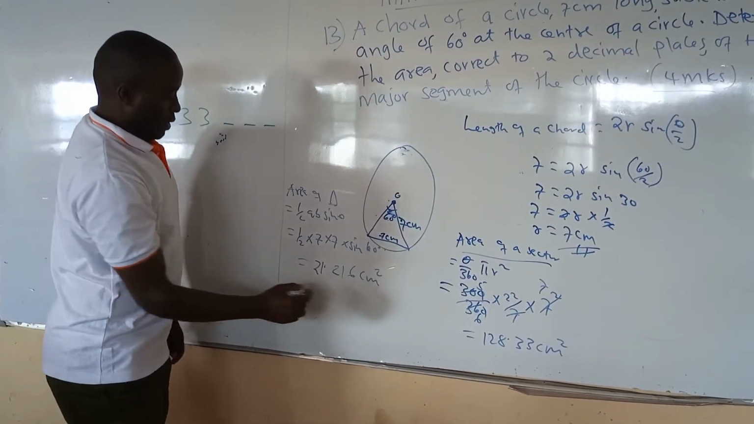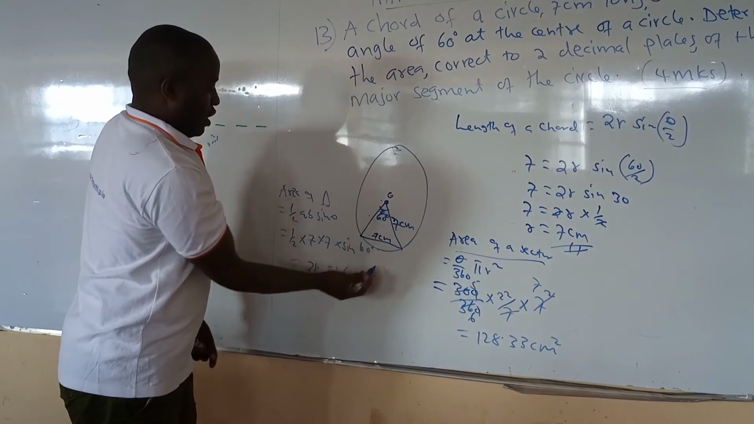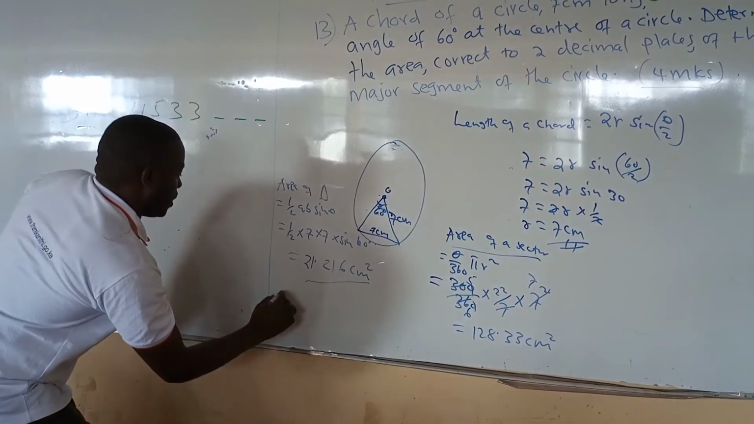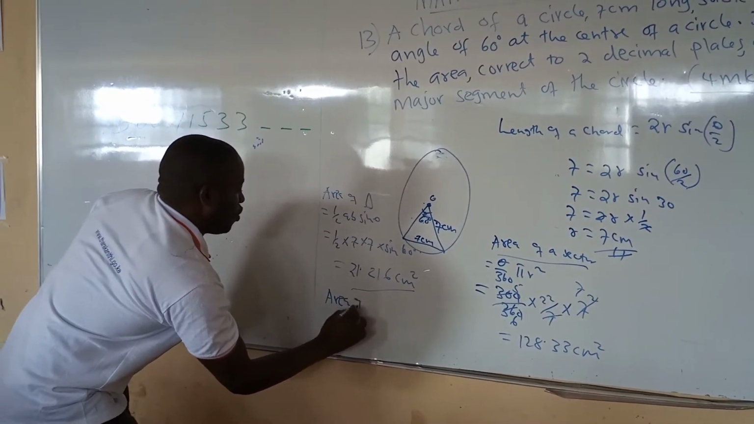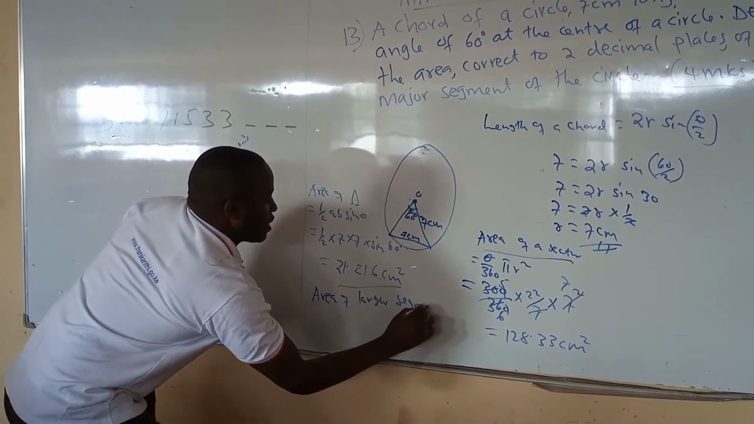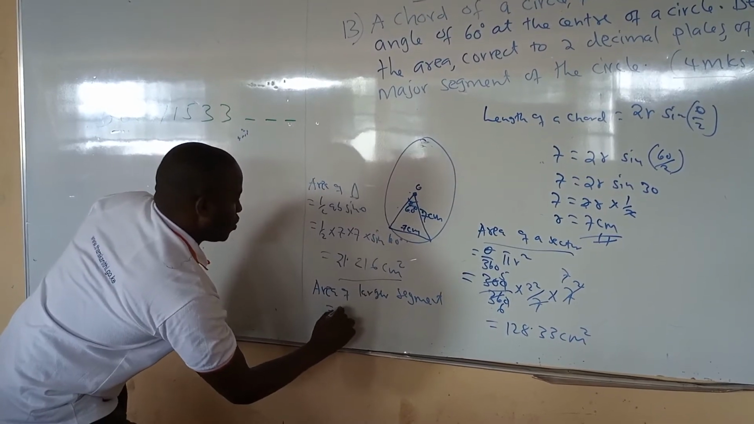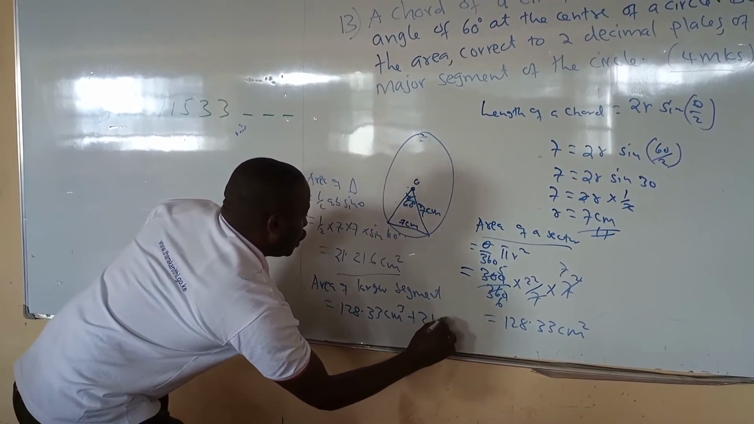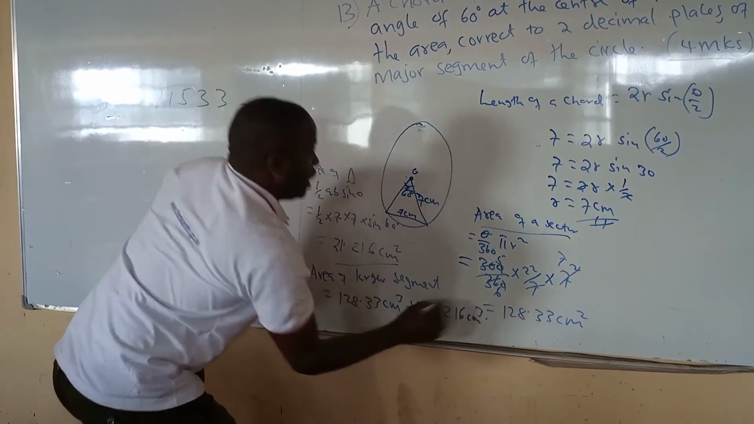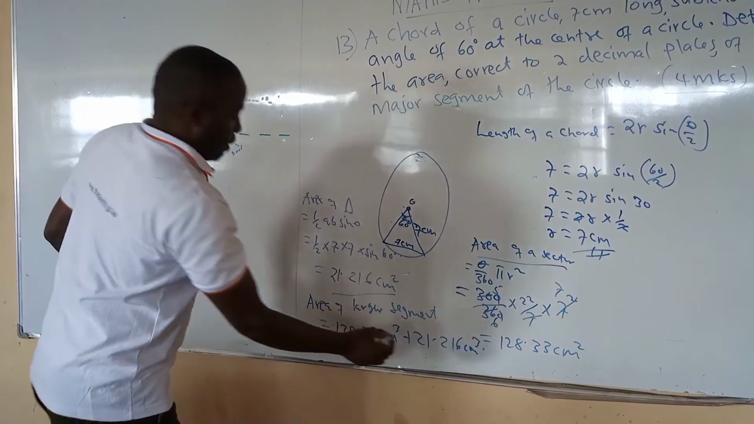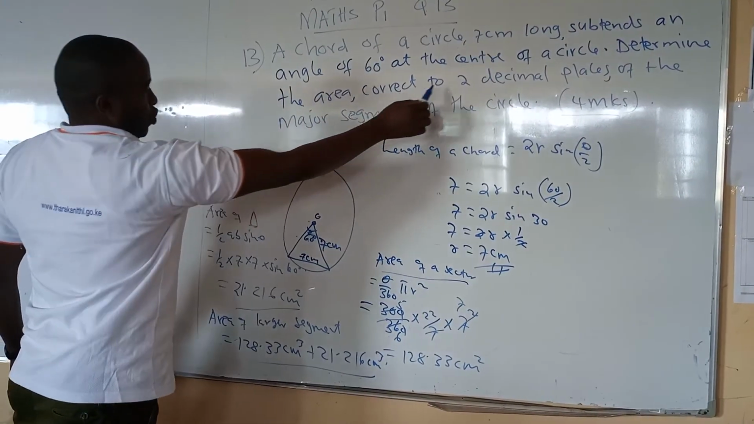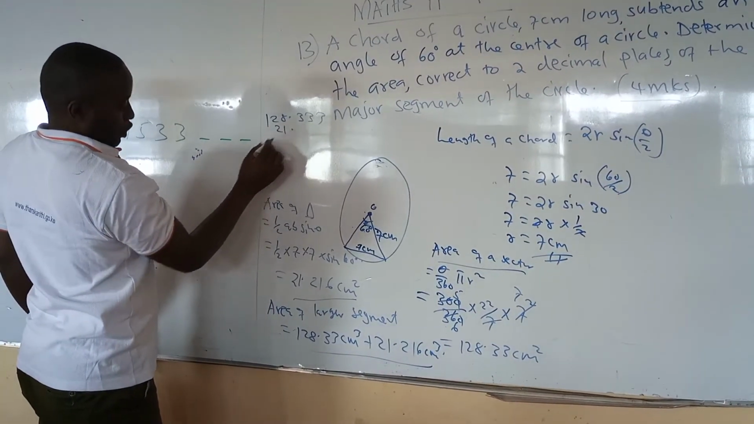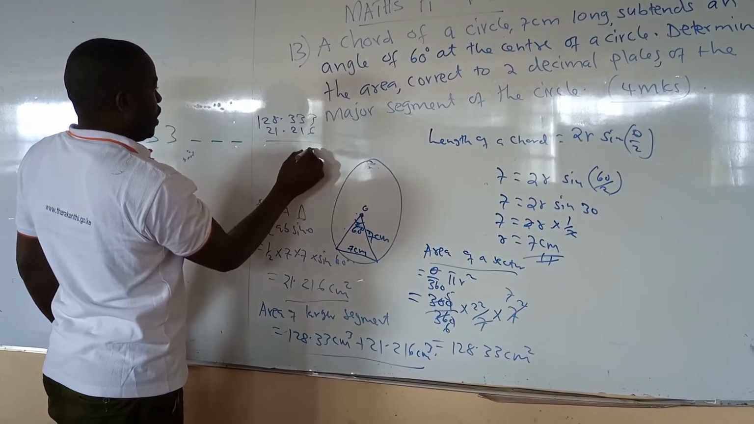If we add the area of the triangle to the area of the larger sector, we shall get the area of the larger segment. The area of the segment now becomes 128.33 centimeters squared plus 21.216 centimeters squared. Remember, you must answer as per the question. The question was correct to 2 decimal places. So you add 128.333 plus 21.216.